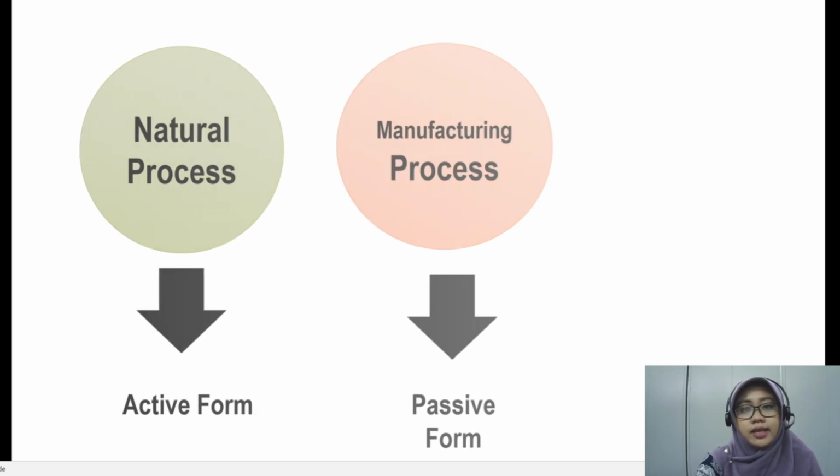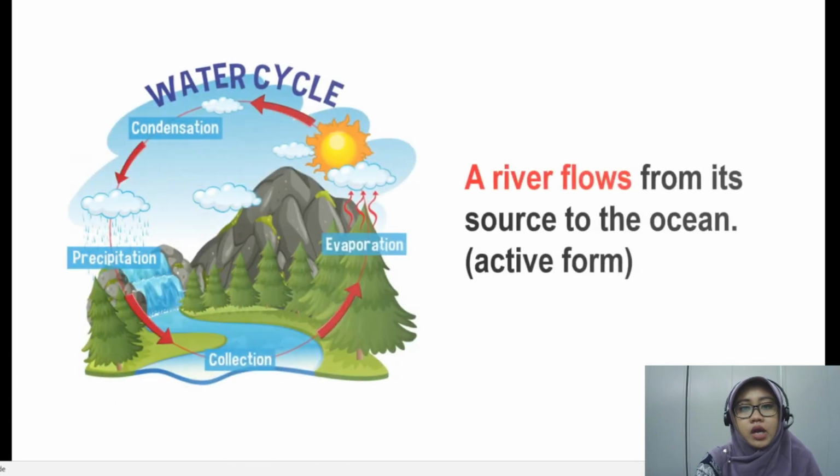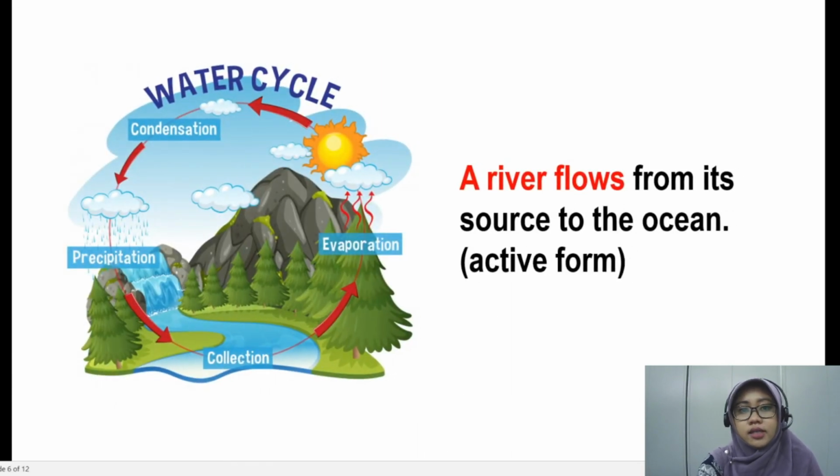For example, I have a sample of a natural process here about the water cycle. You can see on the right picture a sample sentence describing the process of this water cycle using the active form. Why? Because it belongs to natural, so I use the active form here. In the red highlight, "a river flows." This is a sample of the active form.